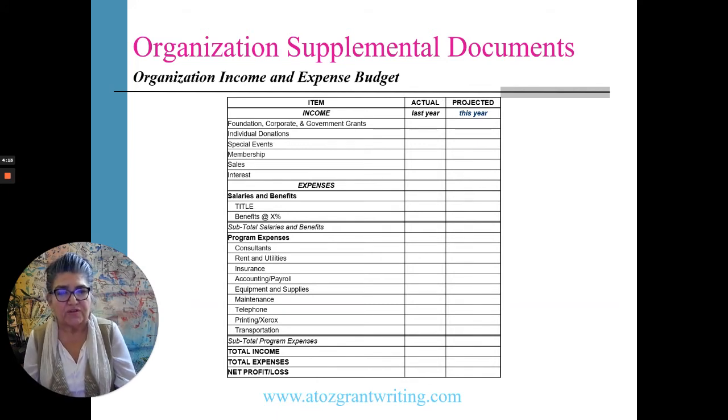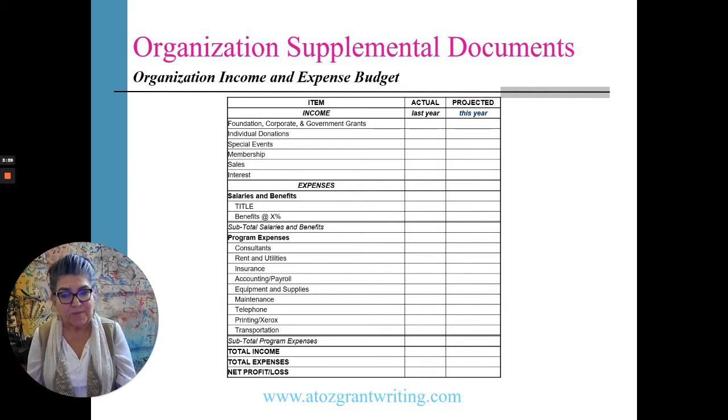If you take notice, you'll see that there's three columns. The item, actual, which is last year's, projected is this year's. We start out with the income, foundation, corporate, and government grants received last year, projected for this year. Individual donations received last year, projected for this year. Special events income, actual for last year, projected for this year. Membership, last year, this year. Sales, last year, this year. And interest, last year, this year.